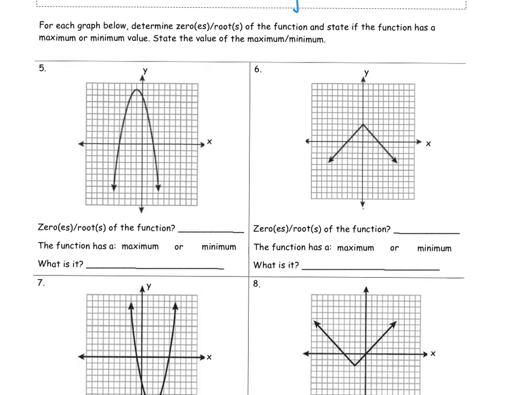Okay, so let's take a look at example question 5 here. It says for each graph below, determine the zeros or roots of the function and state if it has a max or a min. And then we're going to state the max and minimum, and we're going to state the value. When I ask for the value of a max or a min, that means I just want the y value. That's really important. Okay, so keep that in mind.